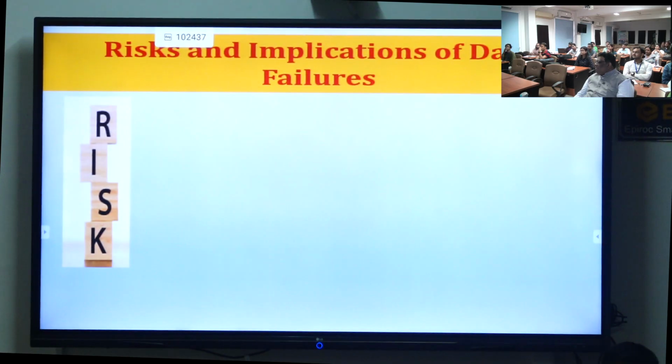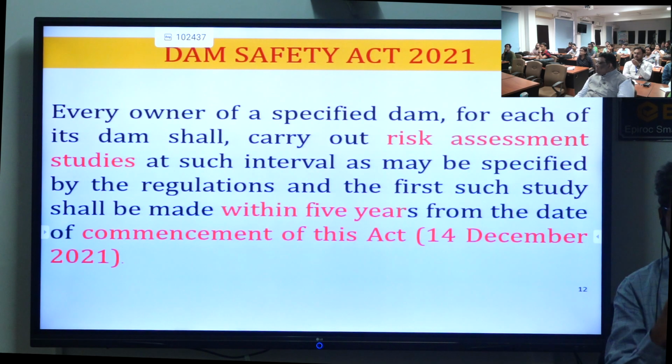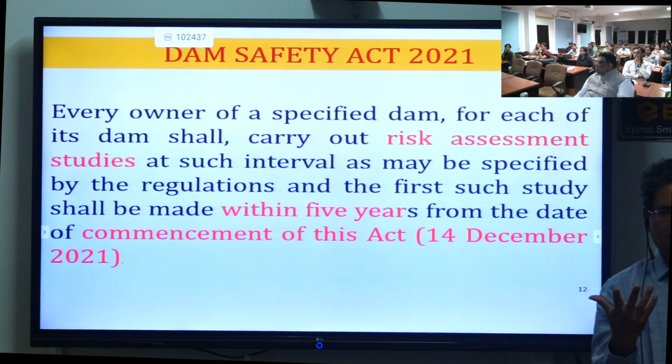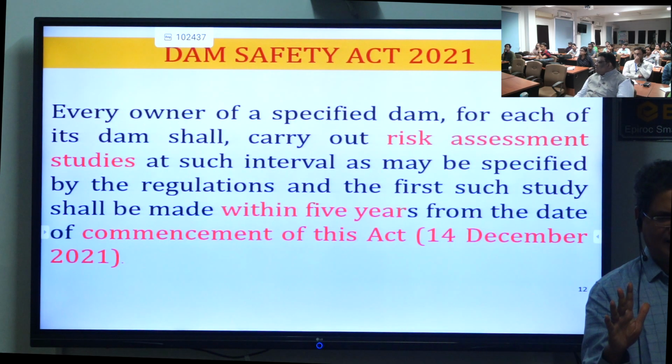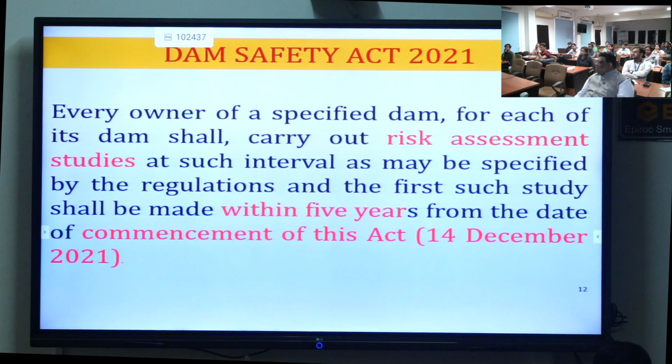Usually in our scripture they say that if you self-praise, it is like a crime equivalent to suicide. If I praise myself, it is like I am committing suicide. But still, I am supposed to be the best person in dam break flow in our country, and many works are coming to me because it is mandatory that a dam authority has to conduct a dam break flow analysis.